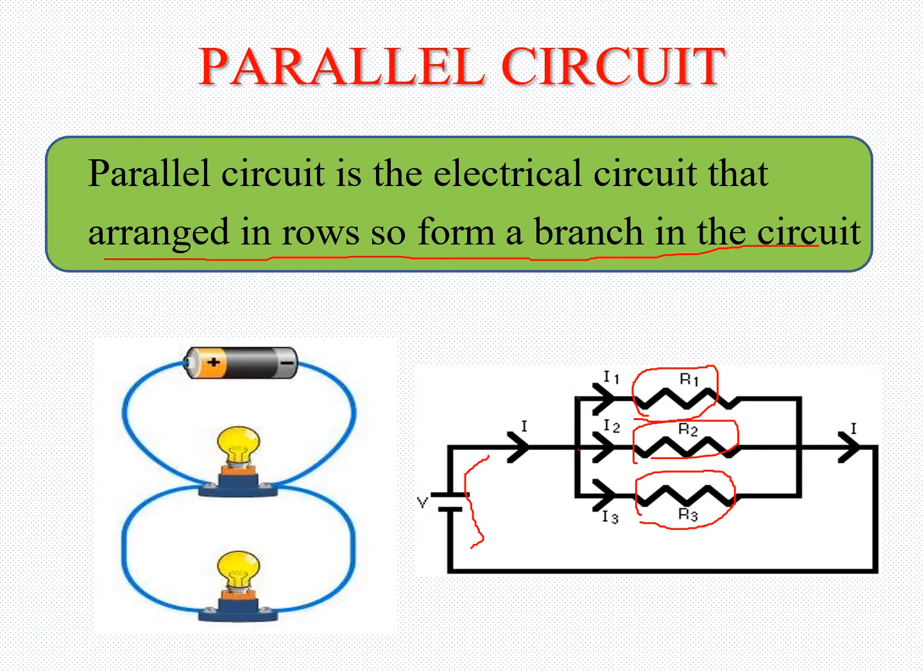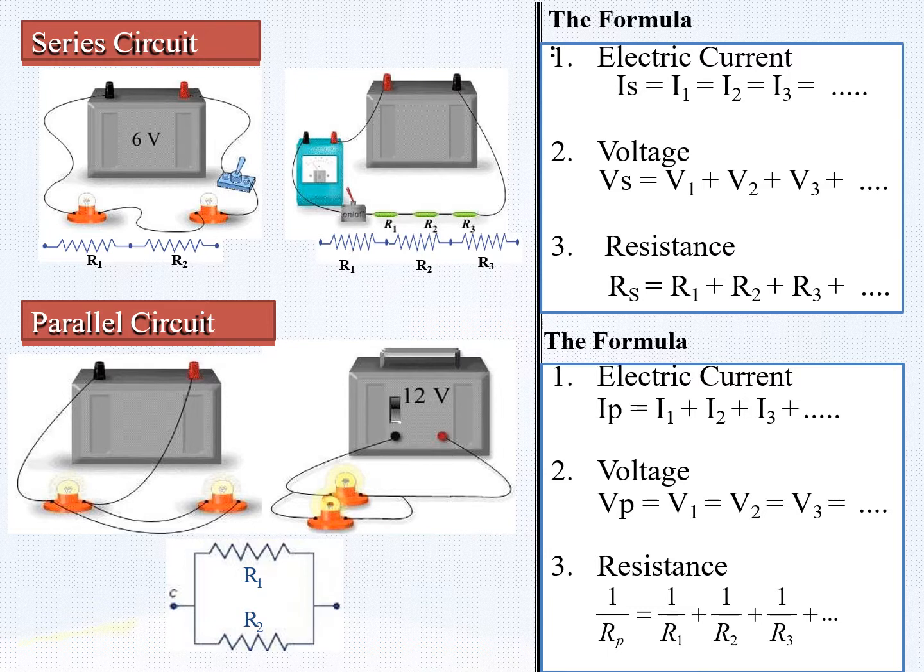Now I have considered another example of bulbs. This is the first bulb and this is the second bulb. Both bulbs are connected in a row, so we say that these two bulbs are connected in parallel and connected with the supply. Now we will see the basic analysis of series circuit as well as parallel circuit.